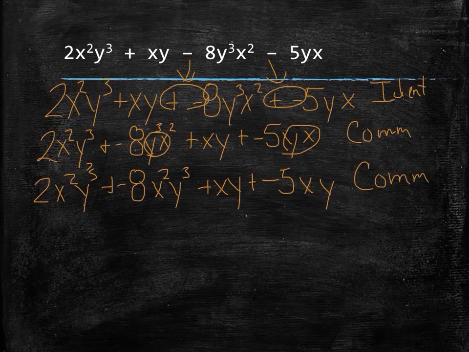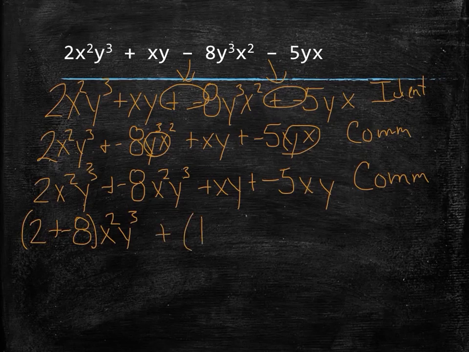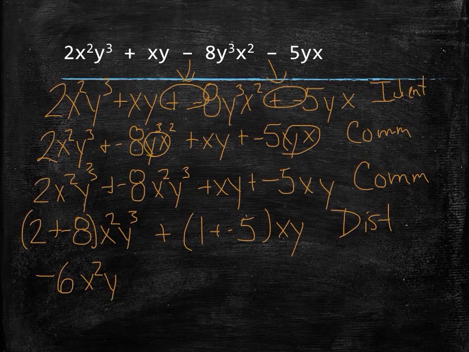Now I'm going to use the distributive property. To make my life a little bit easier, I'm going to write the 2 plus negative 8 in front and the x, y in the back. I'm going to do the same thing here. Plus, there's a 1 there, plus negative 5, and the xy in the back. This was the distributive property. This equals negative 6, and now you can see that I'm not going to have to use the commutative property at the end. Plus negative 4 x, y.